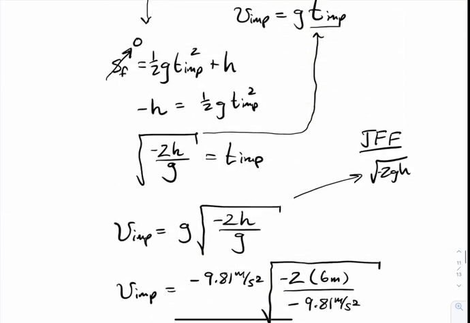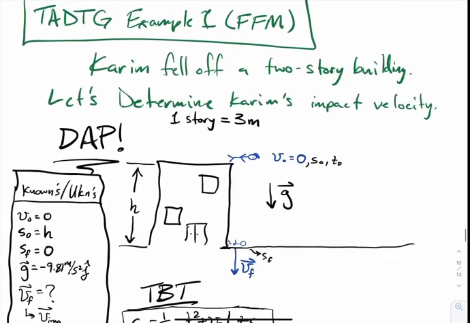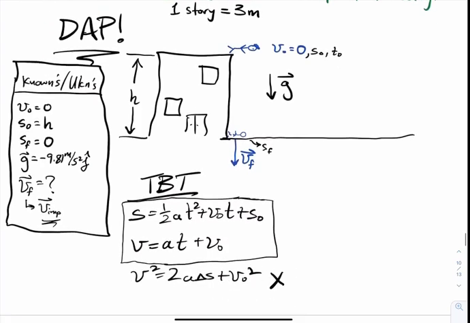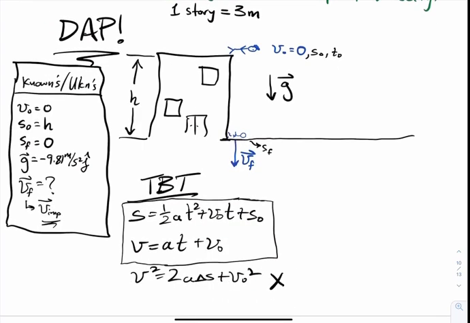Anyway, that's a fun example on free fall motion. And it's the last example for one-dimensional motion we're going to do.